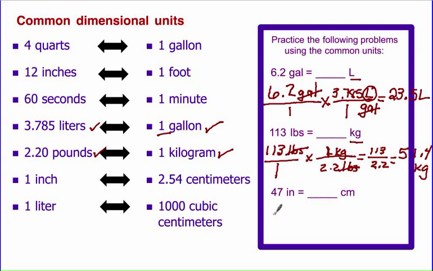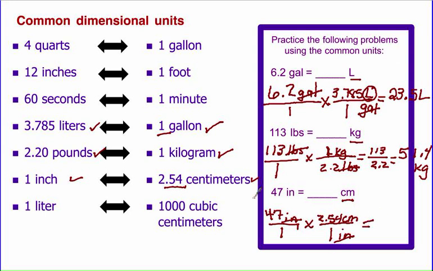Okay, one more. So we have 47 inches. Make that into a fraction. And we want to convert that into centimeters. So I'm going to come up here to my list, and here we have inches and centimeters together. So if we want to cancel inches, then I need to put 1 inch on the bottom. And now it cancels. And 1 inch is equal to 2.54 centimeters. So I'm going to put 2.54 centimeters on the top.